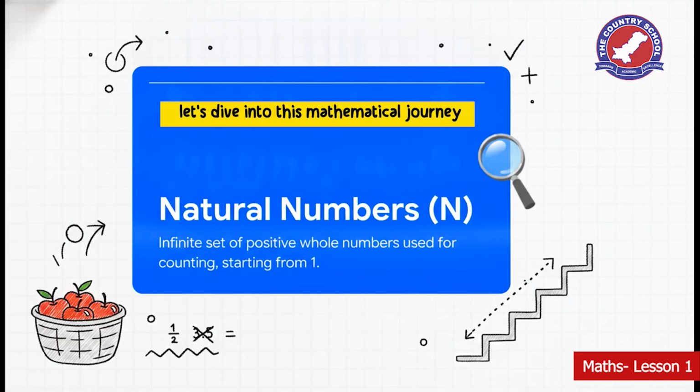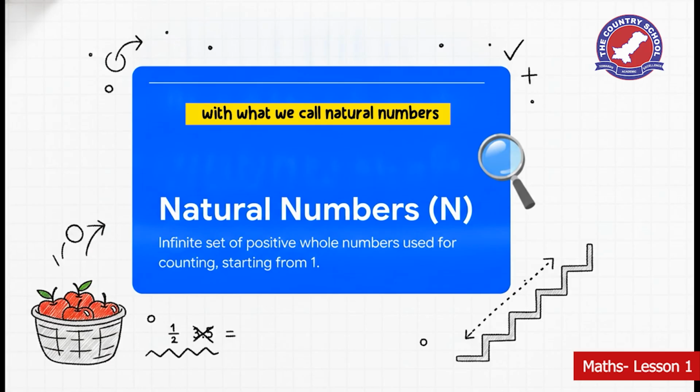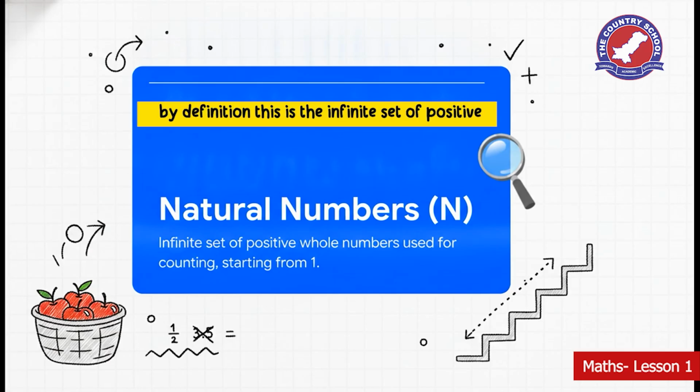Okay, let's dive into this mathematical journey with what we call natural numbers, which are represented by the letter N. By definition, this is the infinite set of positive, whole numbers used for basic counting. And the key here, they start exactly at 1.